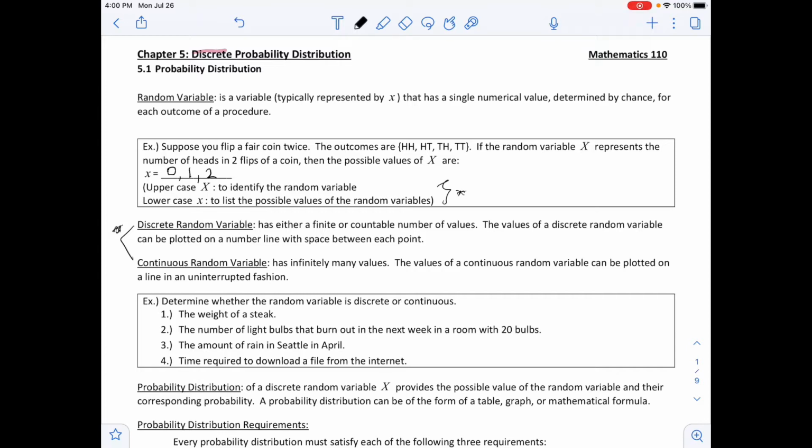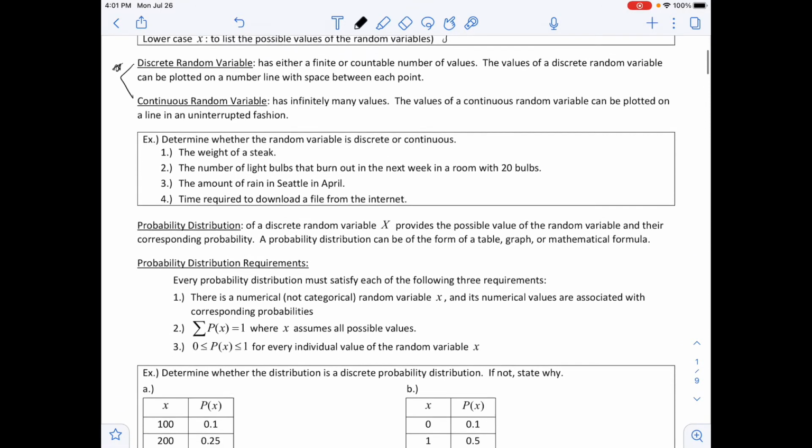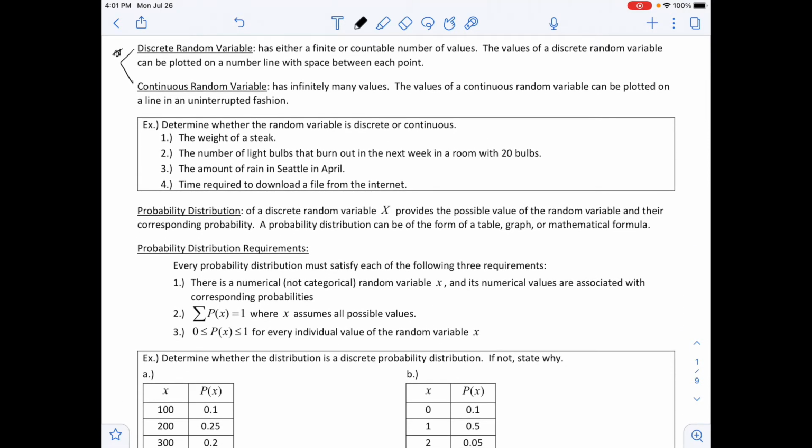The example right below says determine whether the random variable is discrete or continuous. The first one says the weight of a steak. Since we're dealing with weight, and weight is something that is measurable, like we talked about back in Chapter 1, it could be so many pounds, then so many ounces, and then you can keep breaking it down even more. So this would be an example of continuous.